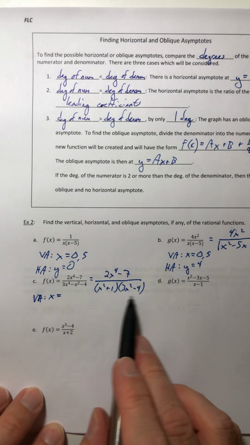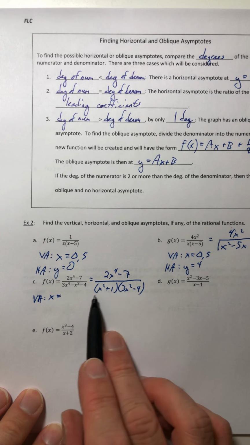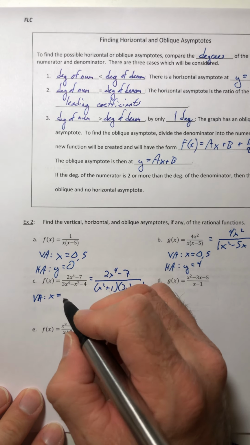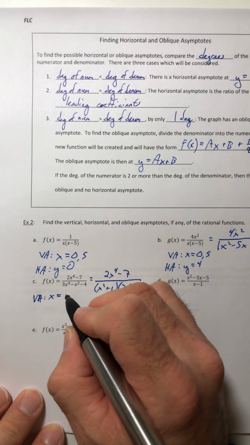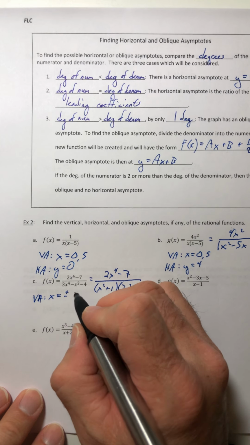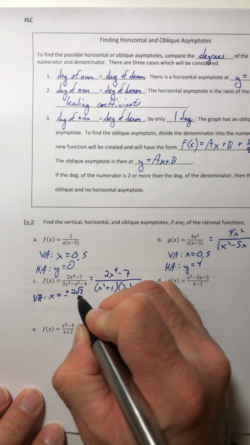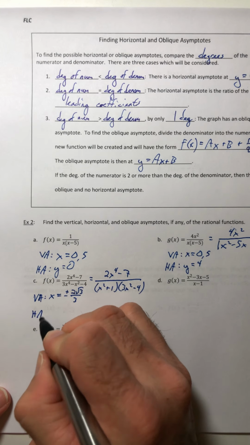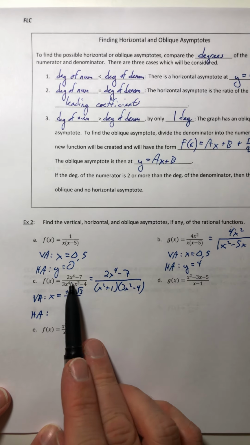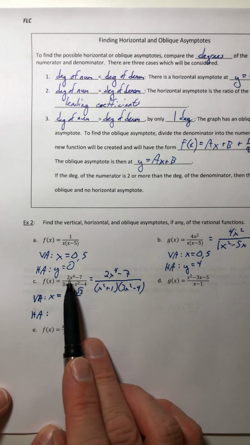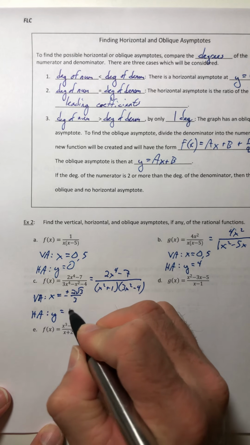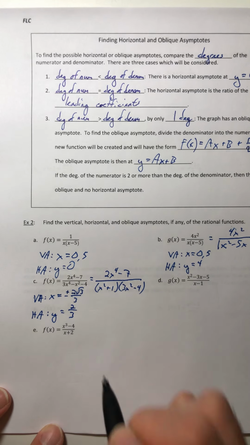So if you solve the denominator for 0, that first term doesn't do anything, but this back one does. If you solve it for x, x is going to equal plus or minus 2√3 over 3. Now the horizontal asymptote, the degrees are equal again, so just take their coefficients, the 2 and the 3, and there's your ratio.